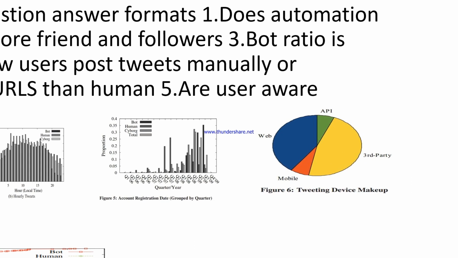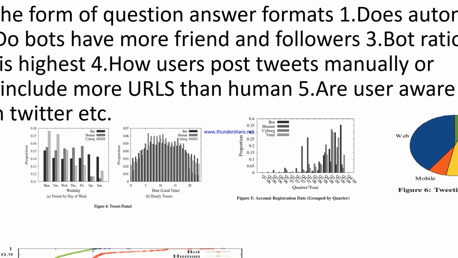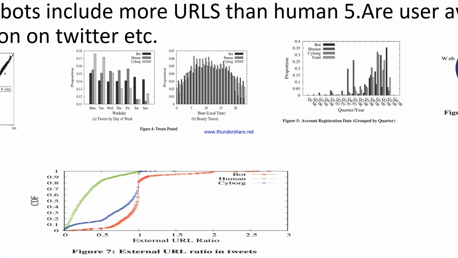So this is the tweeting device makeup. We found that the highest used devices by anonymous users are third-party apps and web applications. They don't use the API and mobile phones, because mobile and API have strong security, but the API is used by both. This is the external URL ratio. The URL ratio is basically highest with bots.